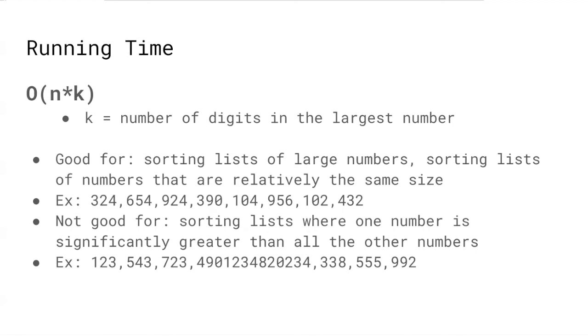What it would not be good for is sorting lists where one number or a few numbers are significantly greater than all of the rest. For example, we have a list of 3-digit numbers, except for one, which has 11 digits. And it would not be efficient for this because it would have to go through each digit of the largest number, even though it is clearly larger than the rest, and it's just wasting time altogether.